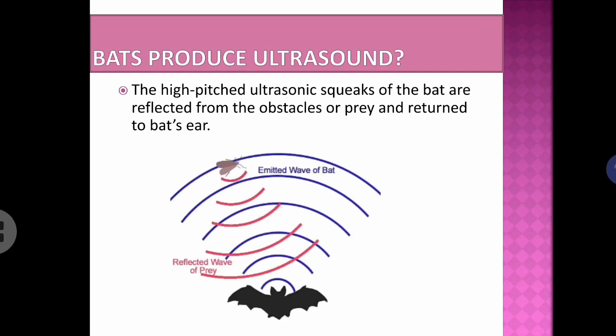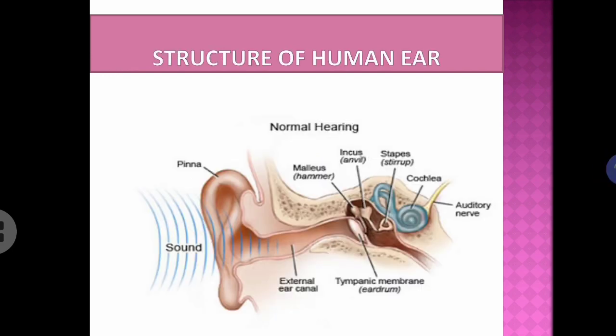Now we are going to discuss the structure of our ear. As we can see, the human ear has the first part called pinna. Pinna is also called the outer ear. The sound is collected from the surroundings by the outer ear, and this collected sound travels through the ear canal, called the auditory canal. At the end of the auditory canal, there is a thin membrane called the tympanic membrane or eardrum.